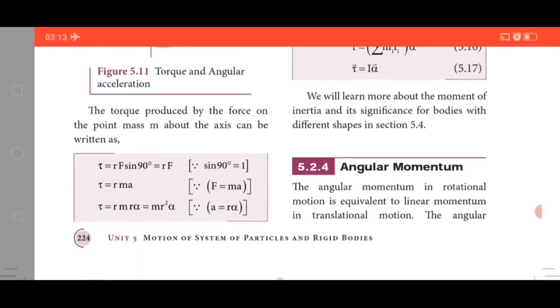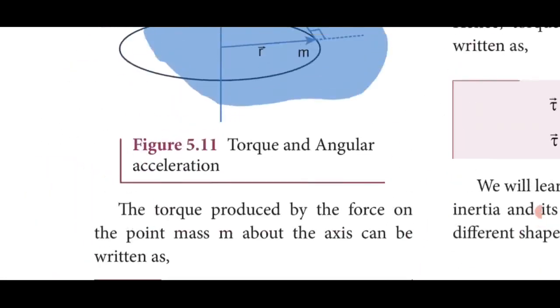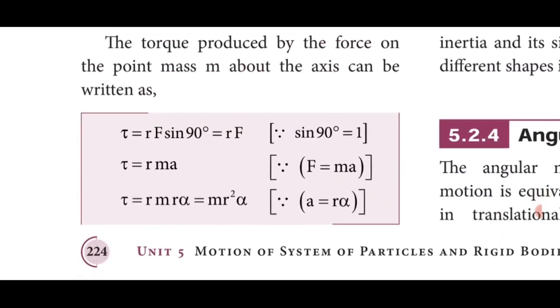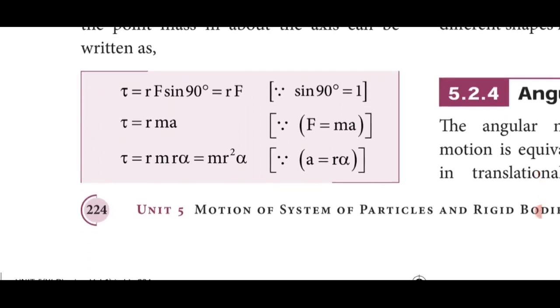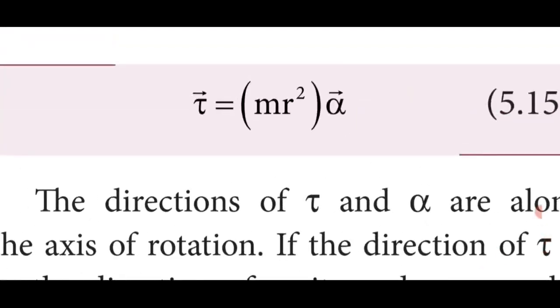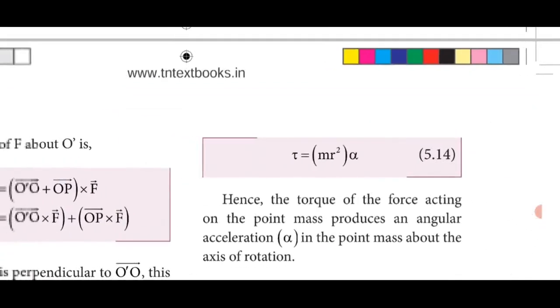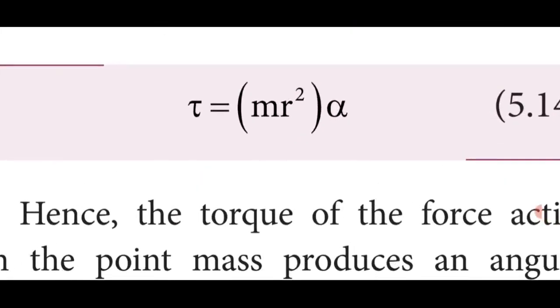The torque and the angular acceleration. So the torque produced by the force on the point mass m about the axis can be written as tau is equal to r F sin 90, that is rF, since sin 90 is equal to 1. Then F is nothing but ma, so tau is r m a. And what is that a? a is equal to r into alpha, that is angular acceleration. So the final equation is tau is equal to m r square alpha.